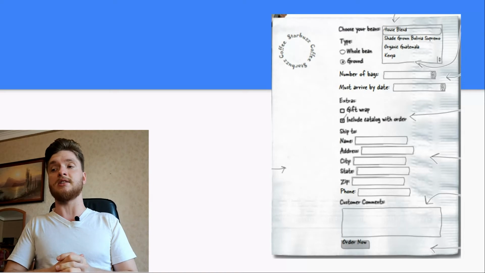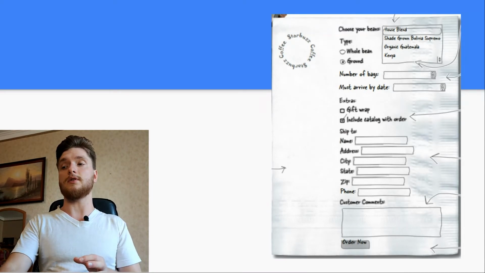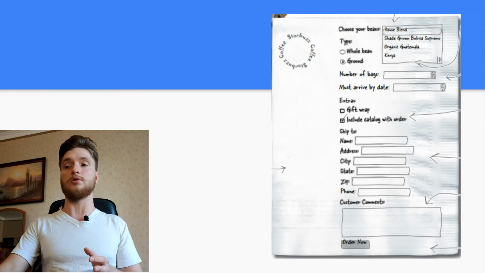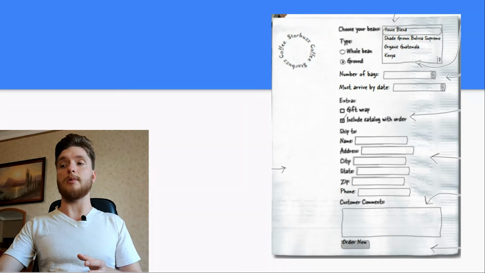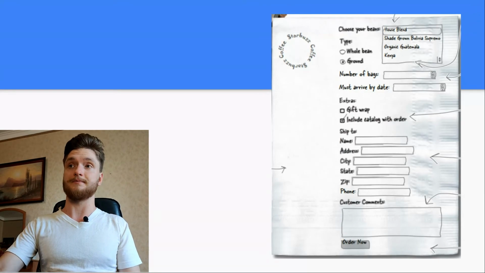How many bags and when they should arrive by. A gift wrap or include a catalog. Choose 0, 1, or both. Here's what the form should look like. A ship-to address consisting of 6 text boxes, a box for a customer's comments, and a submit button.